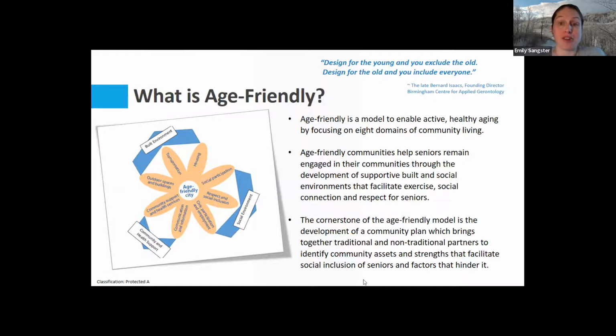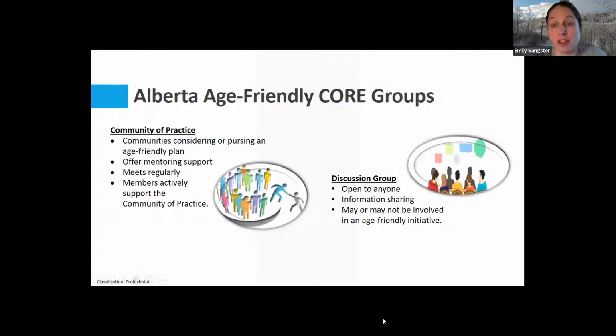So the Alberta Age-Friendly Community of Practice is designed to help communities that are considering or who are in the process of developing an age-friendly plan. This is a closed group in which members meet regularly and offer support to each other in a sharing and mentoring capacity. There's also an open discussion group, and that's open to anyone interested in the age-friendly concept or in its 8 domains. And the focus of this group is disseminating information and providing opportunities to ask questions and share information. So members may or may not be involved in a formal age-friendly initiative.